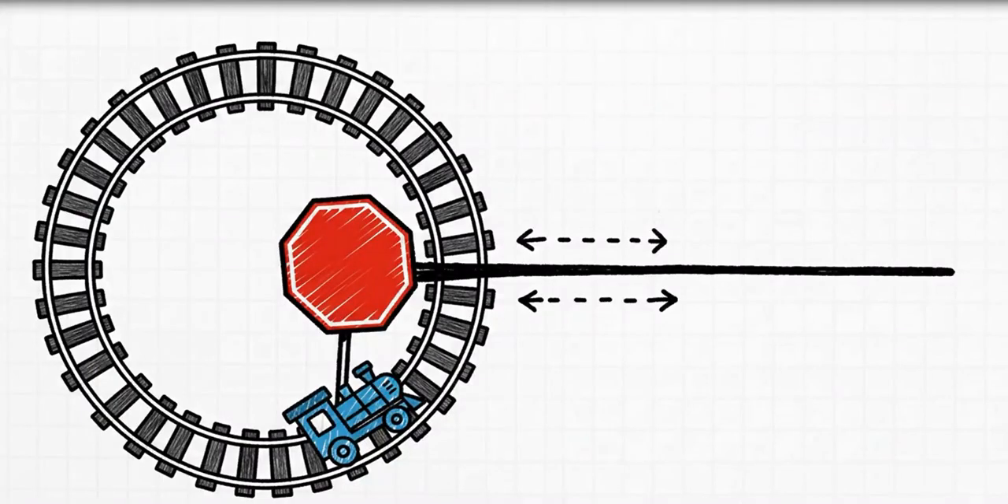First up is break, and I want you to think of this as the big red emergency stop button on your loop. The loop is chugging along, doing its thing, but the instant your code hits a break statement, bam, it stops dead in its tracks and the program jumps to the very next line after the loop.